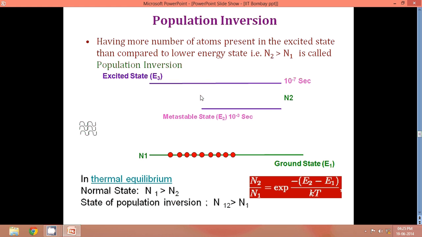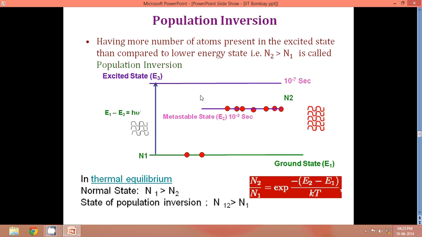Now let's see what population inversion is and how it is achieved. Suppose I have given an energy h mu dash. This energy takes the electrons to excited state E3, but E3 is short-lived. Therefore atoms, while coming down, find an intermediate state whose lifetime is more, which is called the metastable state. Therefore atoms quickly undergo a downward transition and come to the metastable state where they stay for more time.